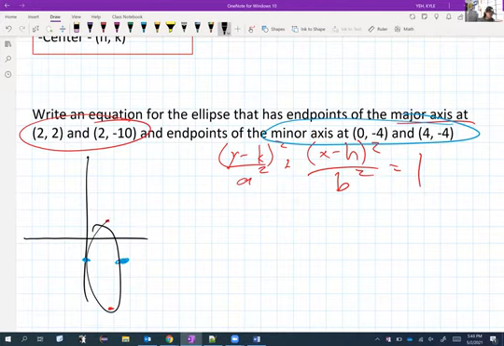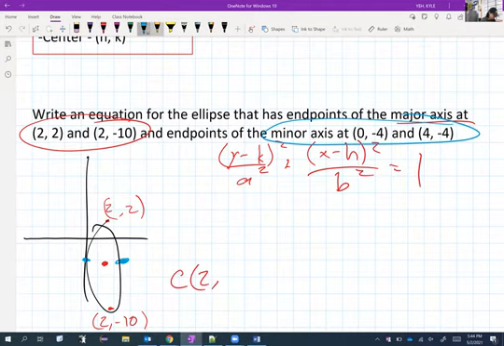So to graph this, we need to know what h, k is. We need to know the center, and we need to know a and b. Well, once we know the center, we can find the distance from the center to the edges on those major and minor axes. So only thing we need to do really is find the center. This is (2, 2). This is (2, -10). So it makes sense that the center would be (2, something), because it's right in the middle of those.